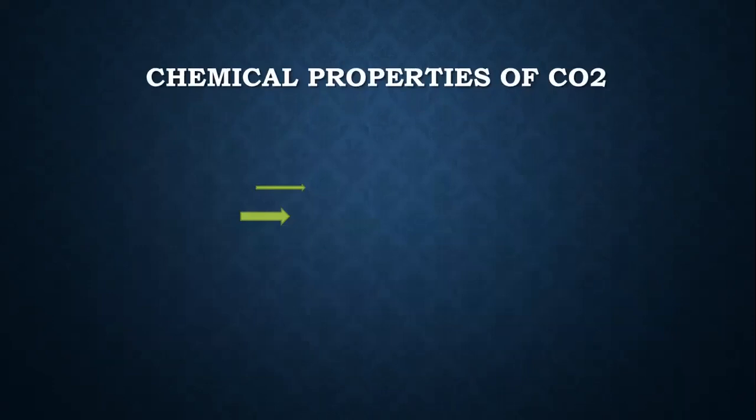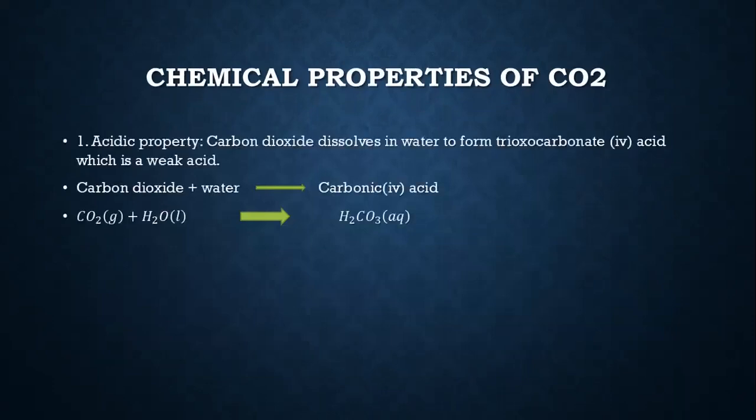So what are the chemical properties of CO2, carbon dioxide? Let's look at some of them. Number one, acidic property. When carbon dioxide is dissolved in water, it's going to form carbonic acid, that is H2CO3. It's a weak type of acid. You remember also in SS1, we talked about oxides of non-metals. We call them acid anhydrides. We said acid anhydrides are oxides of non-metals, which when reacted with water form weak acids, right?